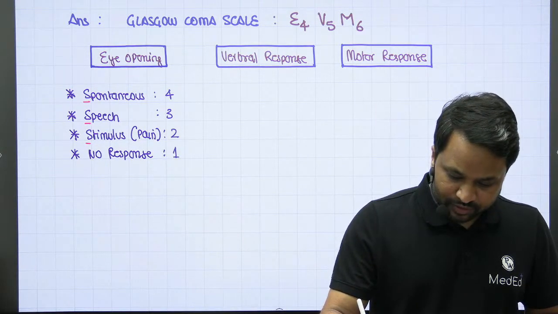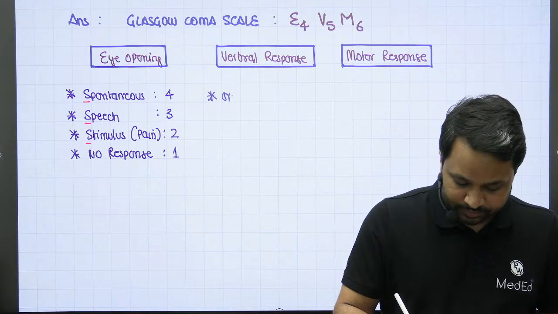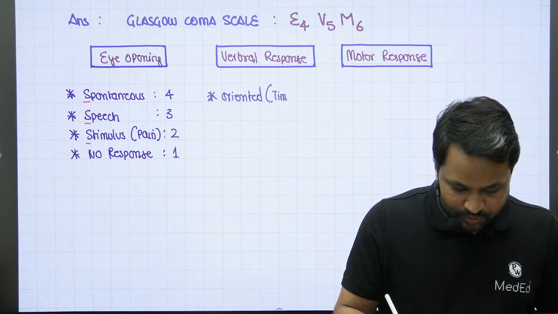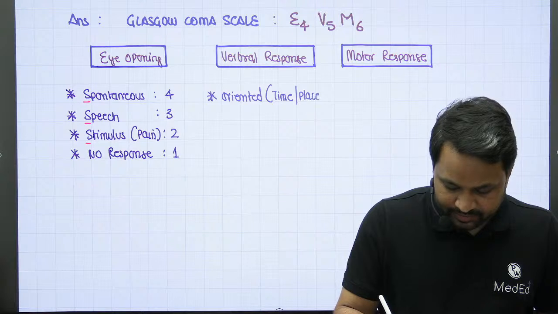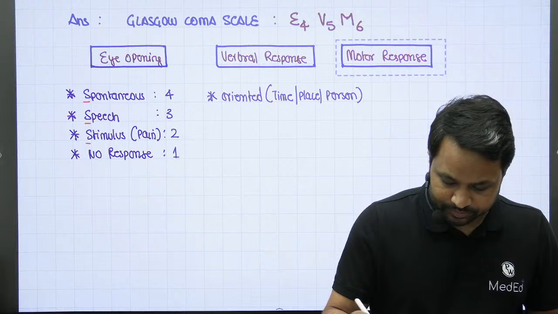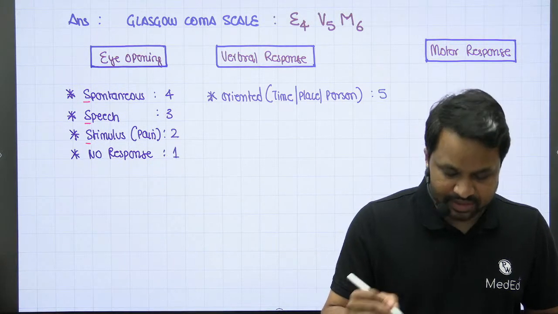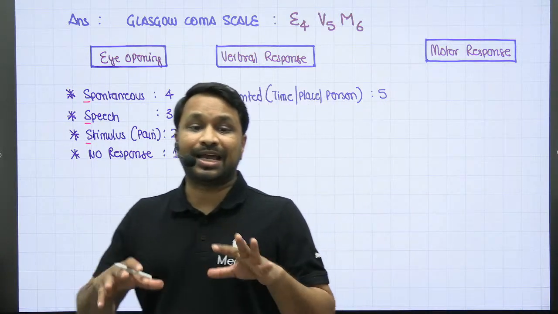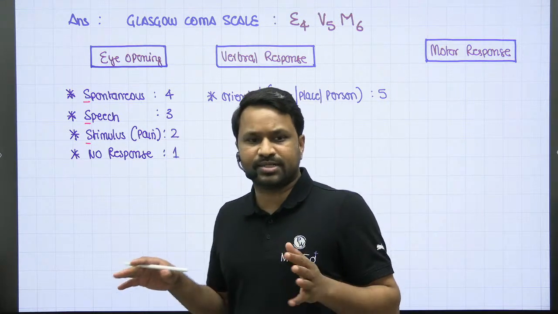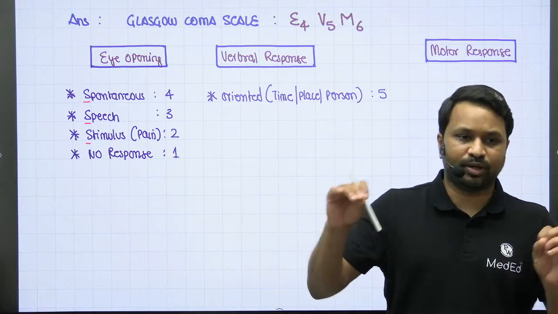Now, when you talk about the verbal response, when you're talking to the patient, is he oriented? Now, when I say oriented, the orientation is to time, place, and person. If the orientation is there for time, place, and person, a score of 5 is given. That means he is able to recognize what time of the day it is, whether it is morning, afternoon, evening, or night. He understands he is in a hospital casualty and whether the person who brought him is a known or unknown person. If he is able to recognize that, we say orientation is there, a score of 5.